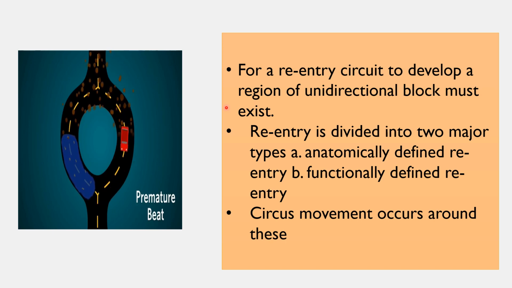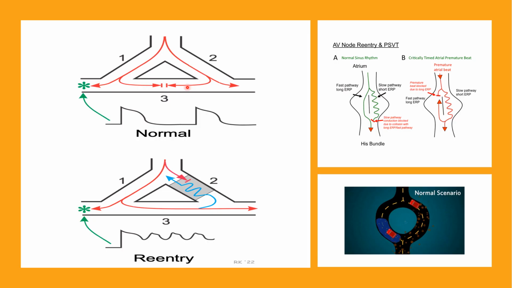Here in this picture we can see an anatomical block or unidirectional block is present in the ring of tissue, which is going to give rise to the circus movement. How it is going to arise, we will see in the next slides. A model of normal as well as re-entry phenomena is shown here.